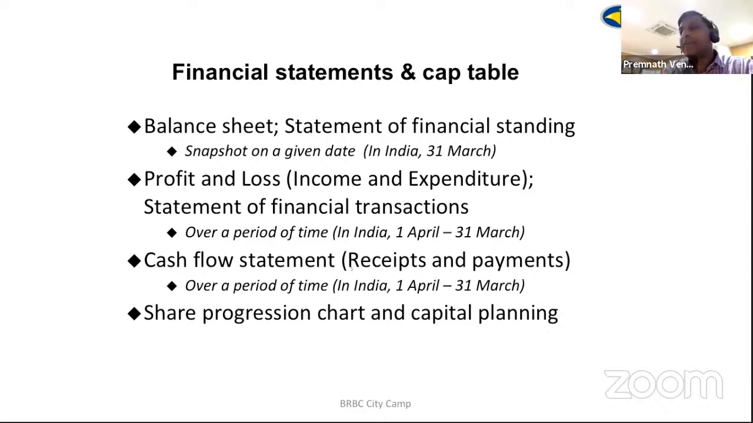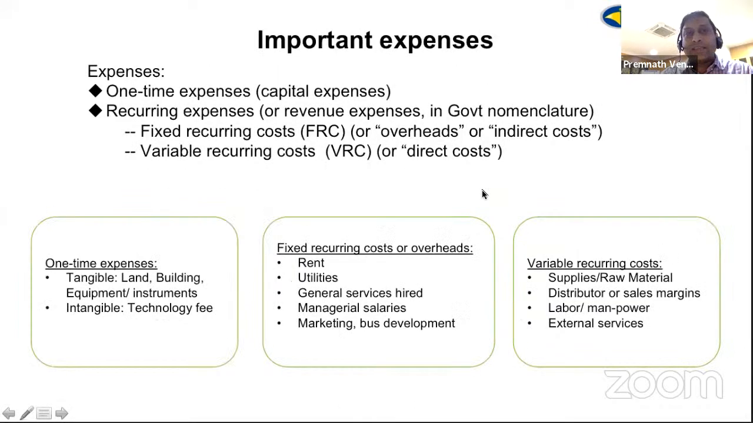It becomes quite important for you to plan your cash in a much better way, and just a profit and loss account is not good enough. You need to have a cash flow statement, right? And the fourth bullet here is the share progression chart, which basically says how your shareholding pattern is changing over a period of time. So these are the four things that are important for all of you to know. Let's understand a little bit more.